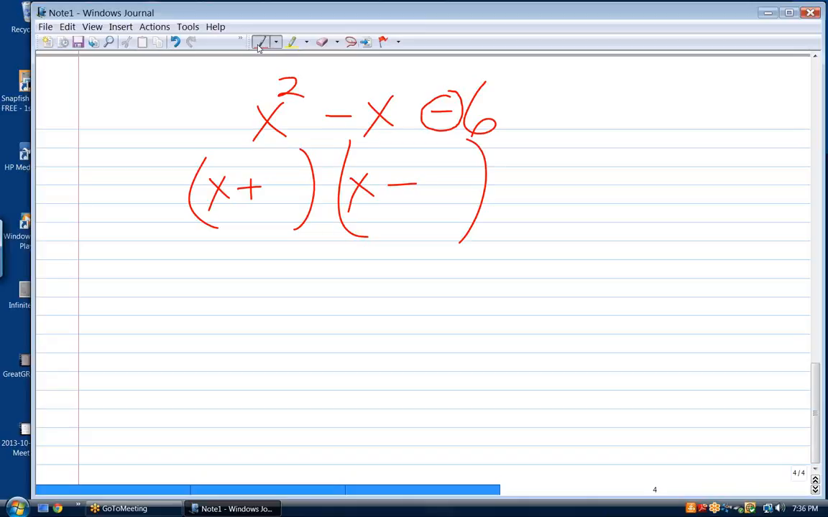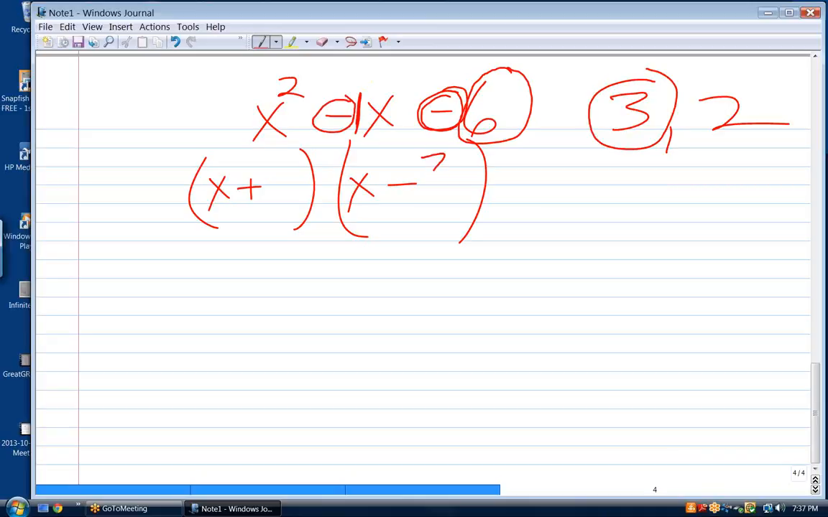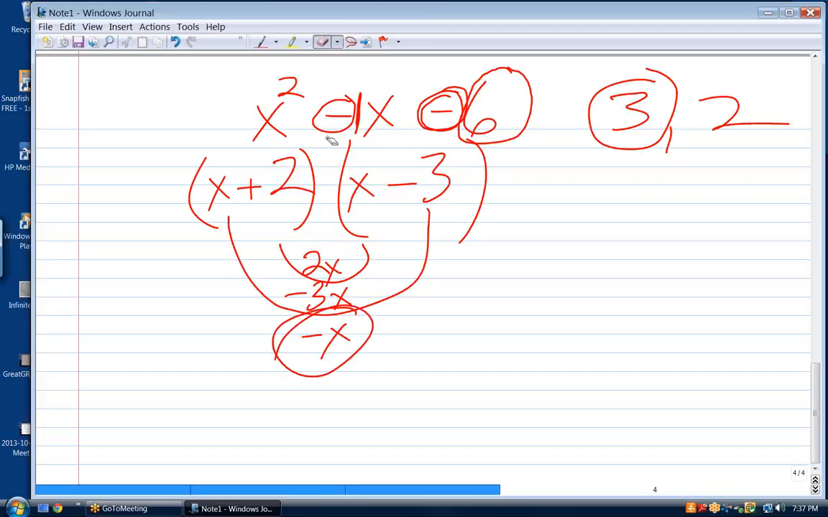We could do x plus 3 and x minus 2. Right. In other words, the next step is we want factors of 6 that subtract to the coefficient of the middle term, 1. So the factors of 6 are 3 and 2. They subtract to 1. We put the larger factor with the sign of the middle term. So the 3 goes there, the 2 goes there. Now I check it to make sure it's right. I got 2x there. I got minus 3x there. Add that together. There's your middle term. It works. It's correct.